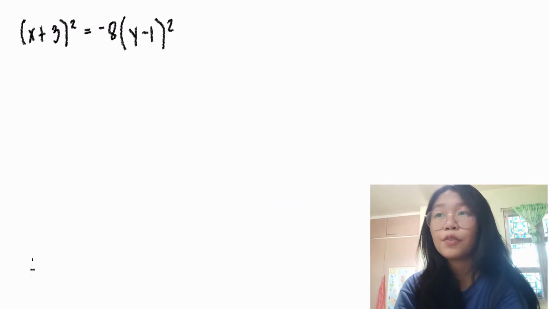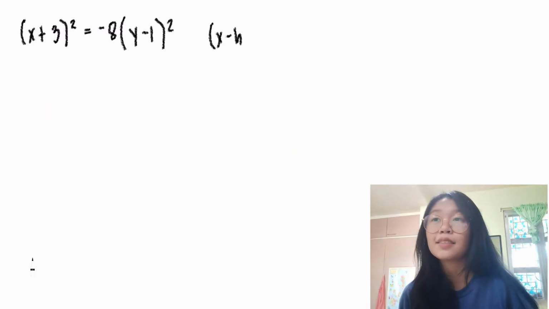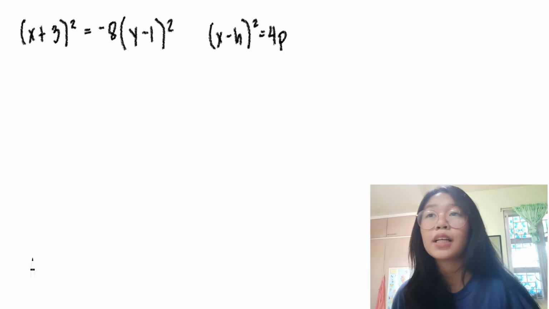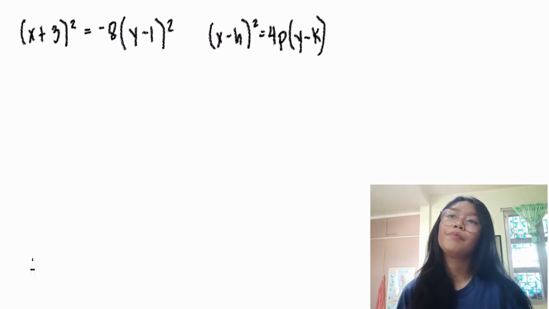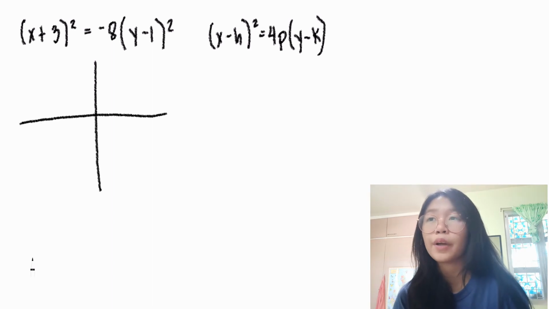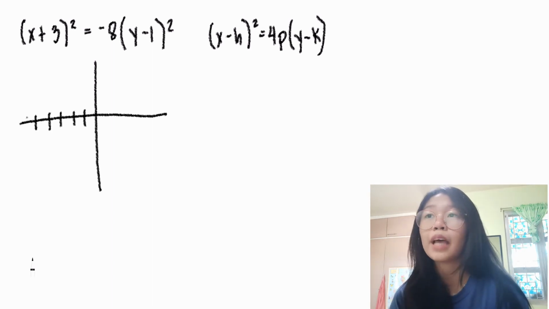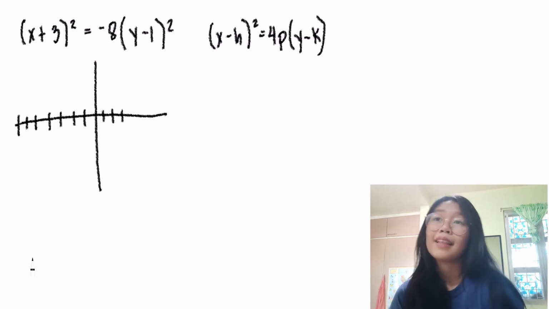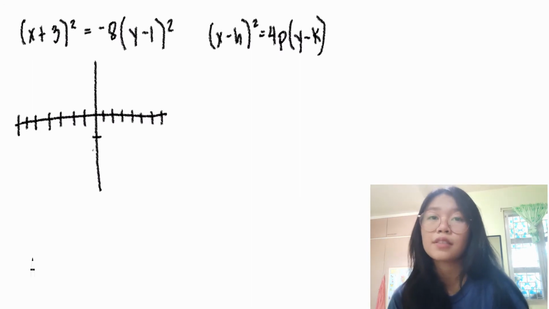So in this regular form, the parabola equation is x plus 3 squared equals negative 8 times y minus 1. Write it in standard form and it will become x minus h squared equals 4p times y minus k. Then we'll draw a sketch of a graph first.